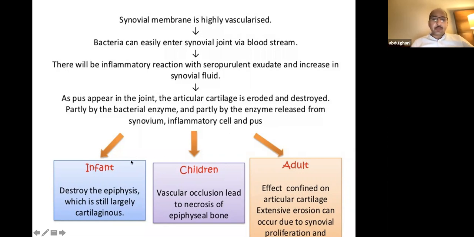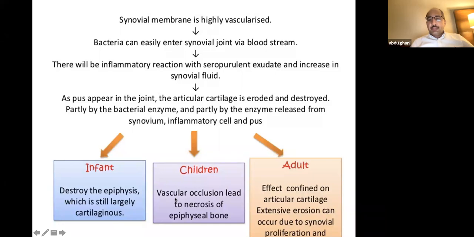Grossly, the pathology is slightly different in different age groups: in infants, in children, and in adults. Why is it so? Because in infants, septic arthritis tends to destroy the epiphysis, which is still largely cartilaginous. The whole epiphysis will be destroyed, and essentially the child will end up with a pseudarthrosis type of picture. So there won't be a proper joint afterwards.